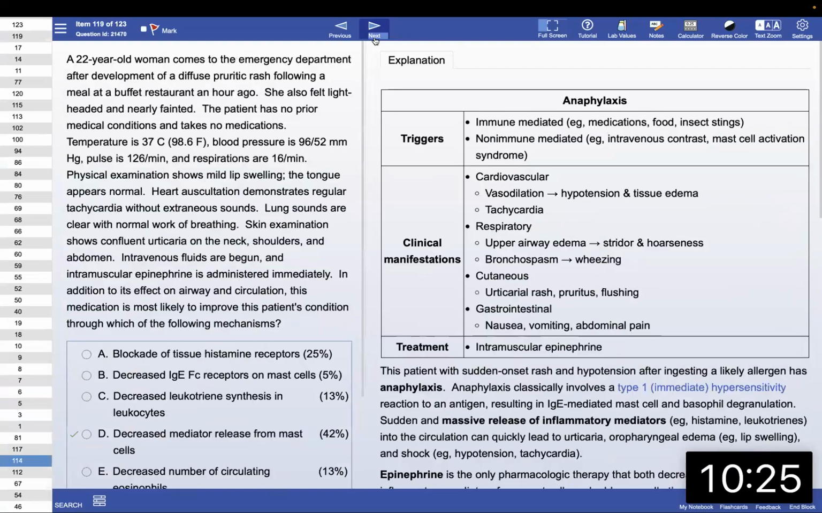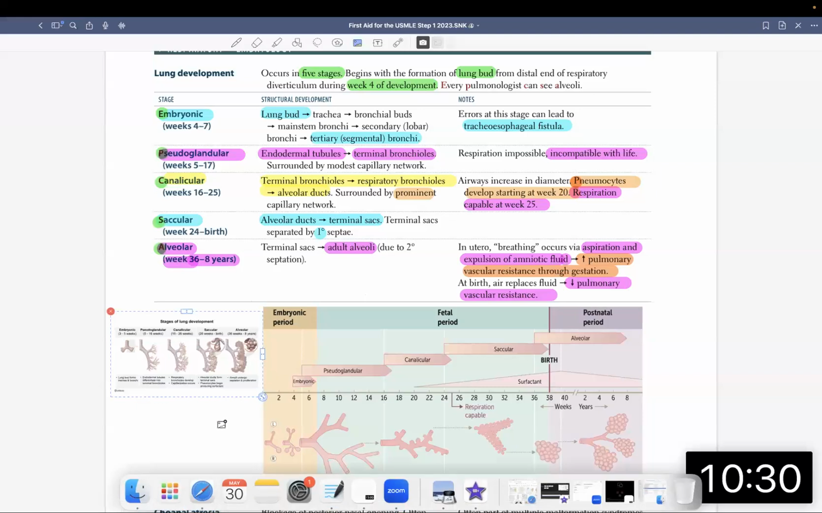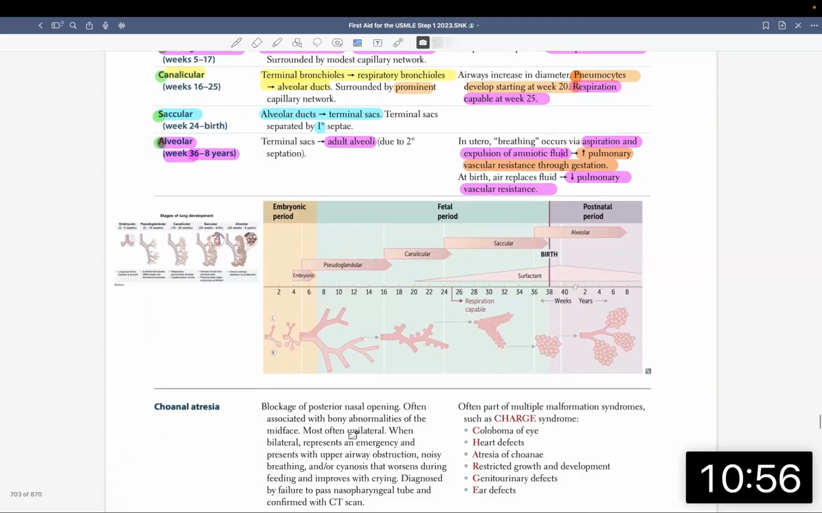Yeah, I think that's the only question in this context. Okay, cool. So they asked about bronchopulmonary dysplasia. So we have to think of saccular phase. Saccular is responsible for terminal sacs. I think I should make a note: if it's BPD, bronchopulmonary dysplasia, we have to think of saccular phase. But pneumocytes develop at 20 weeks, respiration capable at week 25.